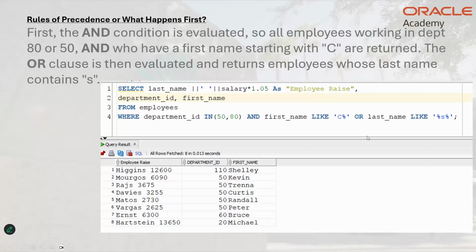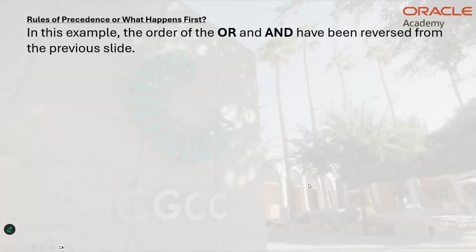That's why you see it, because that's an OR. So Shelley, even though she's not in 50 or 80, and her name doesn't start with C, her last name ends in S. And the same with Kevin, who's in 50. Let's see another outlier. Bruce is in 60, but he has an S in his last name, Ernst, because that is an S anywhere in the name. Got it? All right.